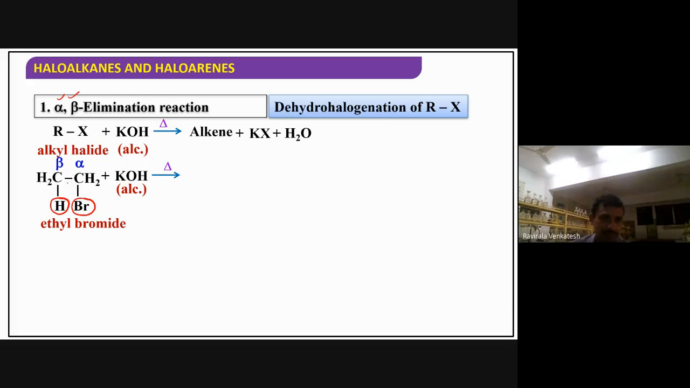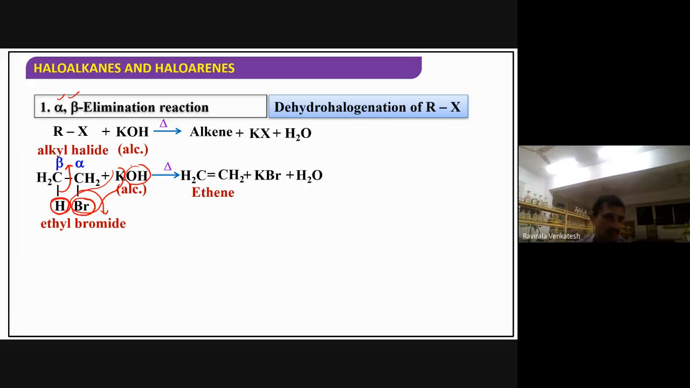Now how is it eliminated? Shift this bond towards here, and this bond will be broken like this. If this bond shifts between the two carbons, it becomes a pi bond. So obviously you are going to get the alkene only. You got this one, plus KBr, which will be removed here, plus water, hydrogen and OH. Water will be removed here. So this is about the reaction.